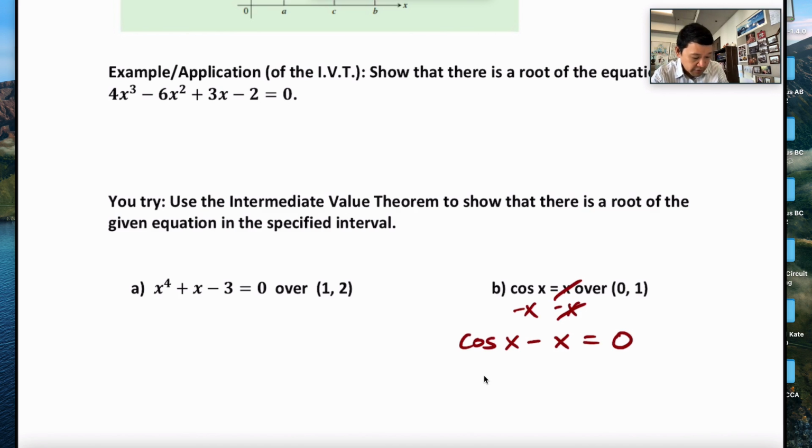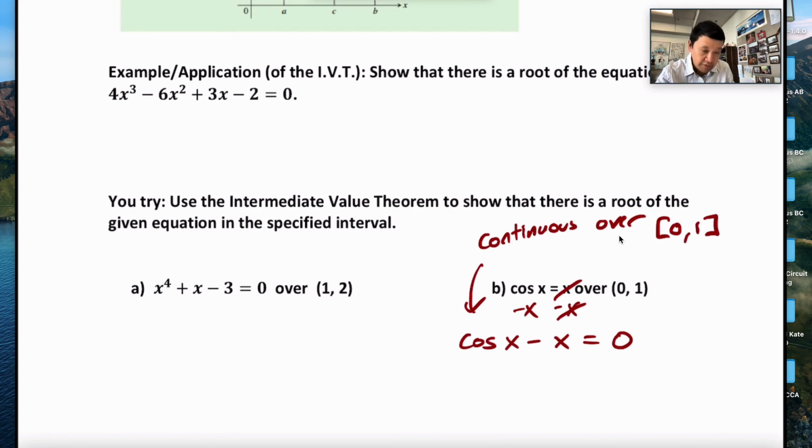Can we apply the intermediate value theorem first of all? We could apply the intermediate value theorem because the cosine of x is a continuous function on its own over all real numbers. Likewise, x is a continuous function over all real numbers as well. And the difference doesn't really make a difference to that, no pun intended. It's still going to be a continuous function over all real numbers. So certainly it's continuous over the closed interval 0 to 1. So that's our precondition for applying the intermediate value theorem.